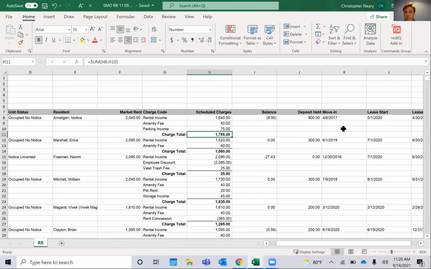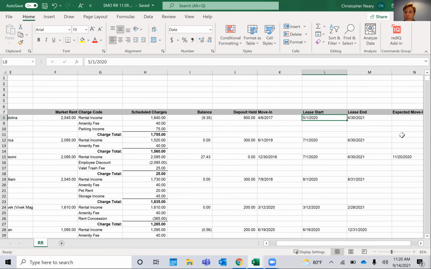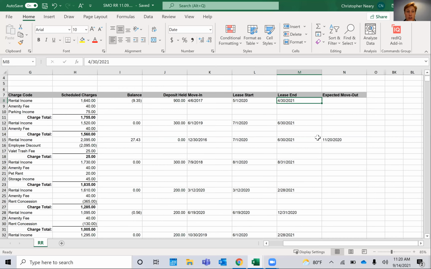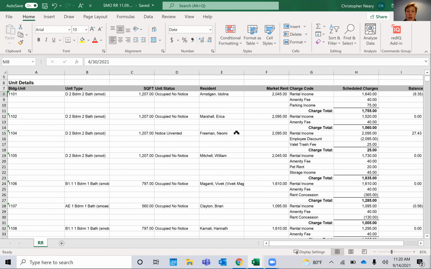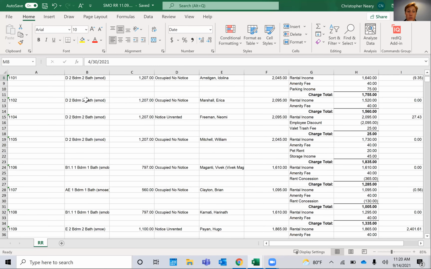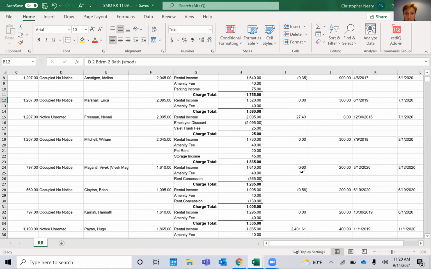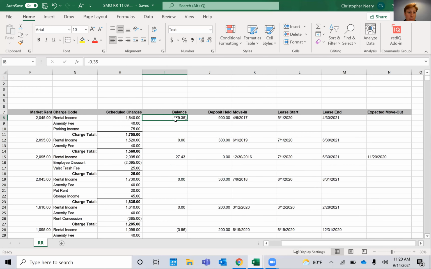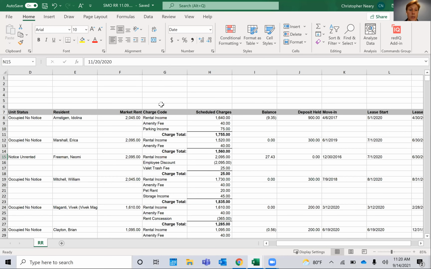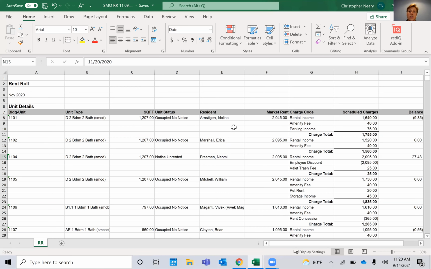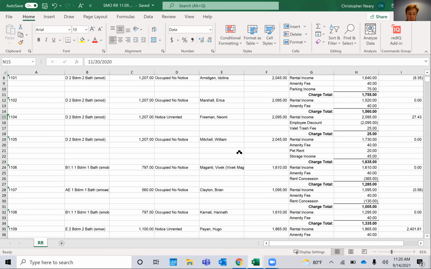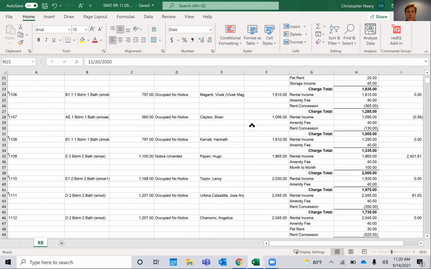And a lot of times, it'll have the move-in date, the lease start, the lease end. This will paint the picture of who is renting from you, how much they're renting it for, what room they're renting in, how long their lease is signed for, and how much they may owe. Of course, this will be bad debt if it's negative, right? And then expected move out. So this helps us with our demographic study. We'll get a lot more information from this. This will help us know how well the property is performing from an occupancy perspective.